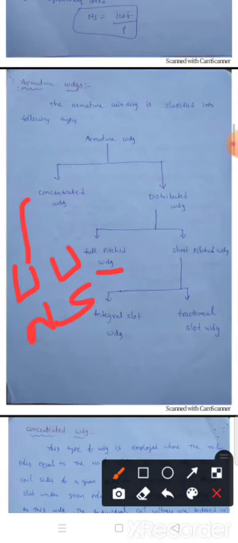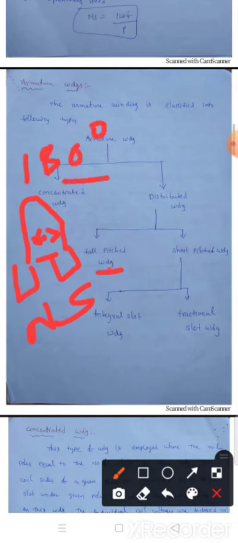Full pitched winding means if you take two poles, this is north and this is south, and these are connected through a coil, then the difference between these two poles is 180 degrees, then it is called the full pitched winding.